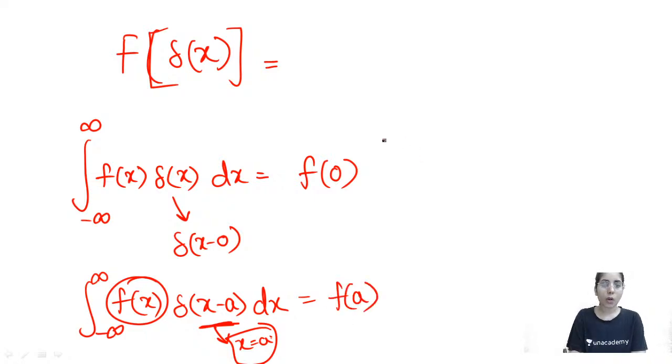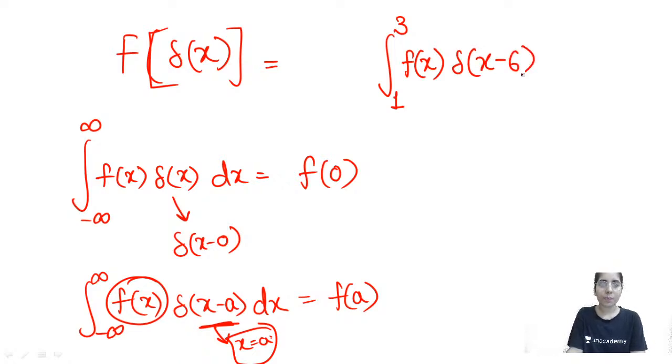There is another property that you can relate to the same. If at any time you are finding the integration with limits given like 1 to 3, the lower limit is 1 and the upper limit is 3. In this case, let's say f(x) is some function of x and your Dirac delta function is present in this way. Now what will be the answer?